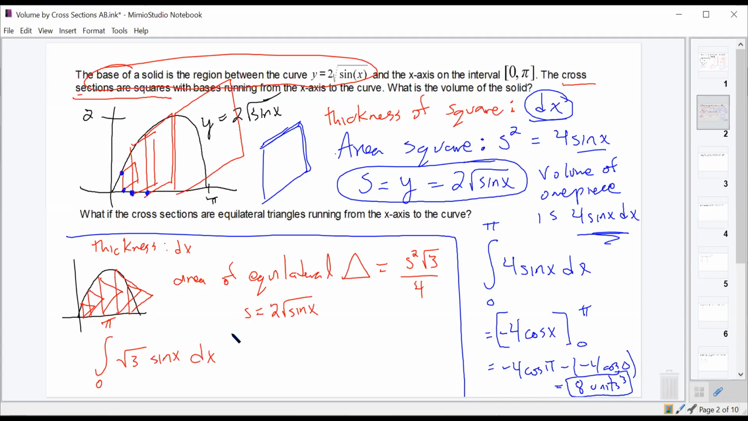Good. Okay, so we'll just integrate. √3 times, to do the integration, negative cosine x from 0 to pi. And negative 2 sin x from 0 to pi becomes what? Positive 1 minus negative 1. And so we end up with 2 root 3 units cubed. Any questions or issues there?